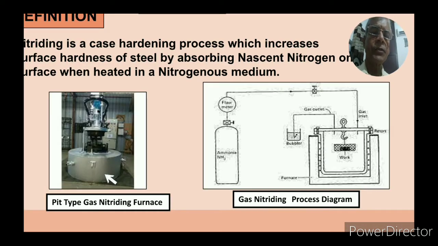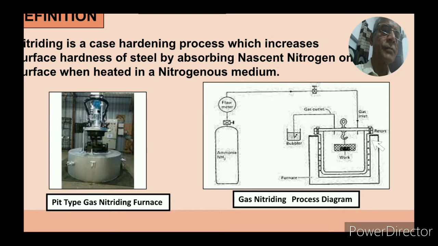This is the furnace, a pit type gas nitriding furnace, and the gas nitriding process diagram is being shown here. It shows an ammonia gas cylinder, a flow meter, and this control valve which controls the flow of the ammonia. It is being controlled here, and the desired amount of ammonia is introduced into the furnace. This is a nitriding furnace.